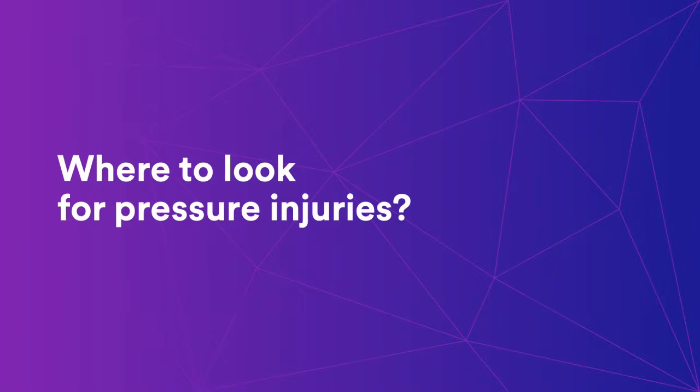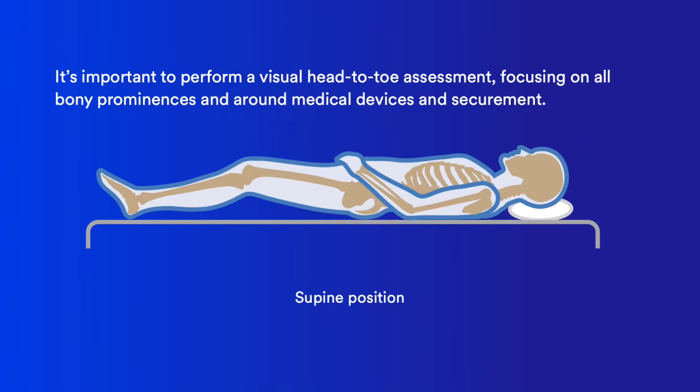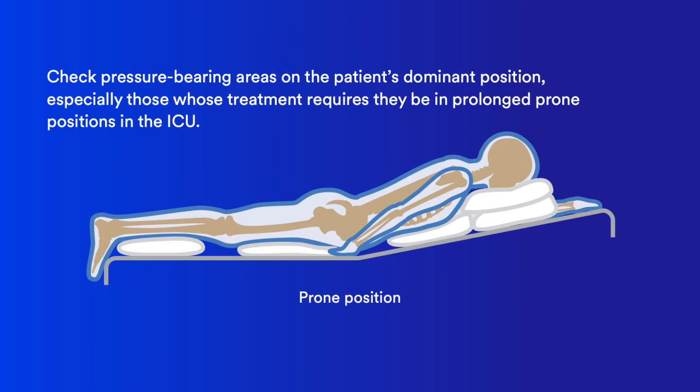So where should you look for pressure injuries? As mentioned, pressure injuries can occur on nearly any location on the body, but there are some areas that are more vulnerable than others. For patients in the supine position, at-risk areas include heels, sacral, coccygeal area, elbows, shoulders, and head. For patients in the ICU, spending extended time in the prone position, attention should be focused on feet, knees, groin, hip bones, elbows, chin, nose, and forehead.